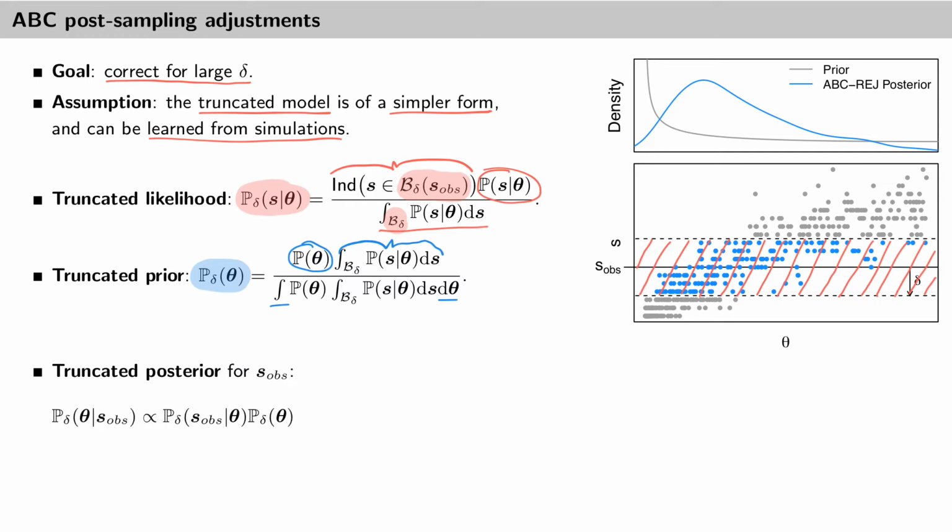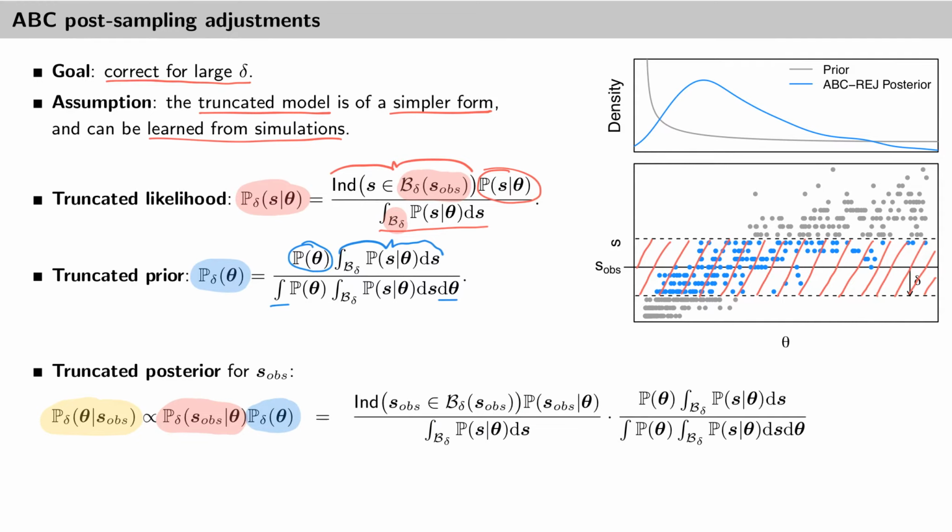Let us next reflect upon how the truncated posterior distribution for S observed might look. The truncated posterior distribution is simply the probability distribution of the parameter vector zeta given the observed summary statistics. It must be proportional to the product of the truncated likelihood times the truncated prior. Let us next plug in for these two terms the general solutions we found before. On the left side here, we have the truncated likelihood, which is then multiplied with the term on the right side, the truncated prior. These terms can be much simplified.